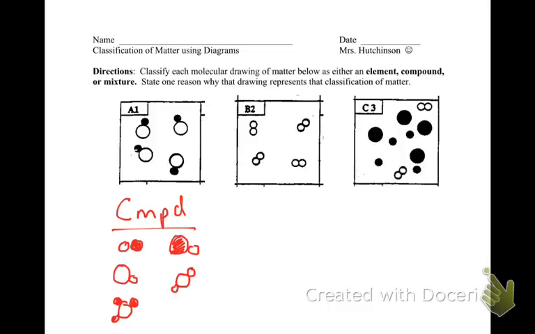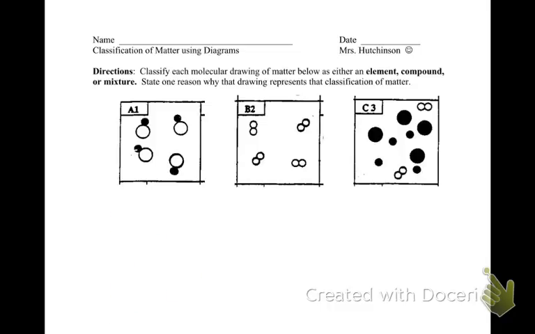Now a mixture could be heterogeneous or homogeneous, but it's really kind of hard for us to classify that in terms of looking at these particular diagrams. But a mixture is simply made up of multiple elements, multiple compounds, or a combination of both. So let's just take a look at these and try and go through them.